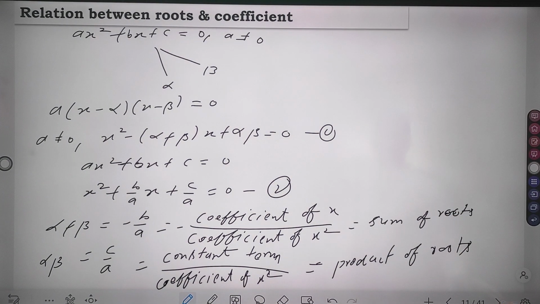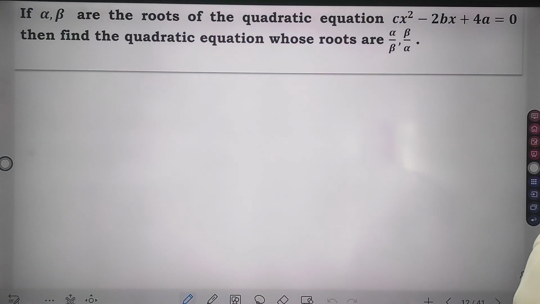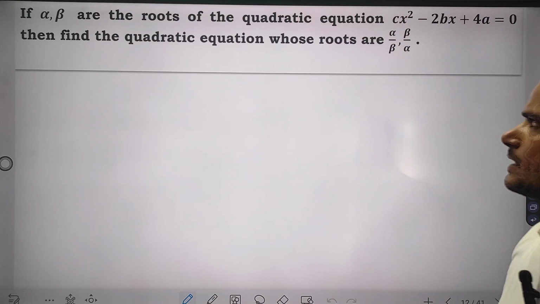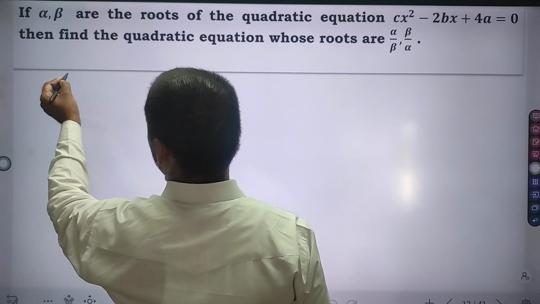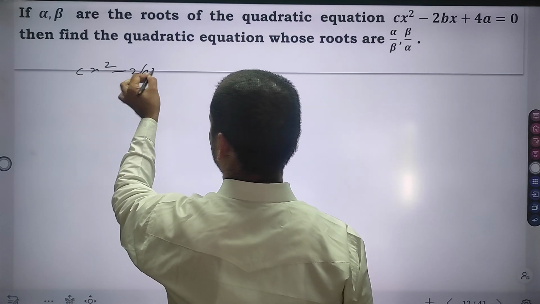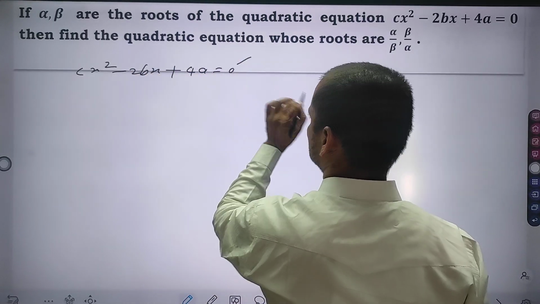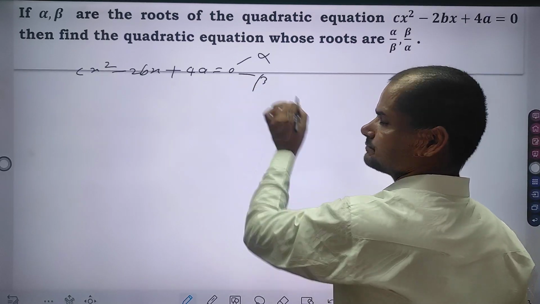Now let's see an example. If alpha and beta are the roots of the quadratic equation cx square minus 2bx plus 2a equal to 0, then find the quadratic equation whose roots are alpha by beta and beta by alpha. So we have the equation cx square minus 2bx plus 4a equal to 0. Here the roots of this quadratic equation are alpha and beta.